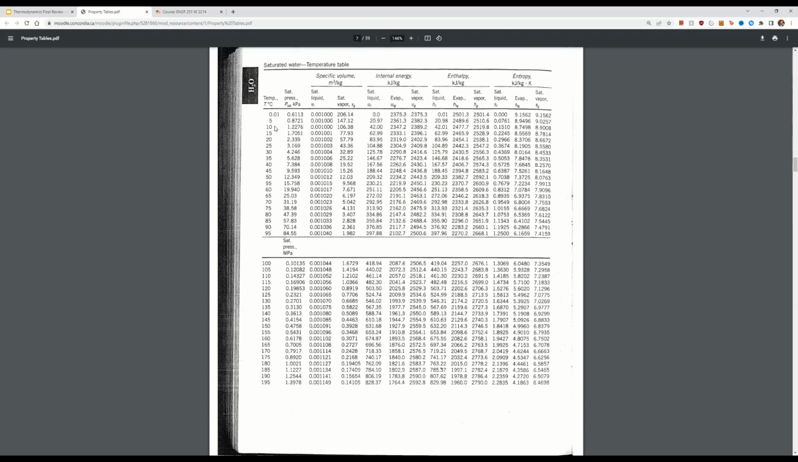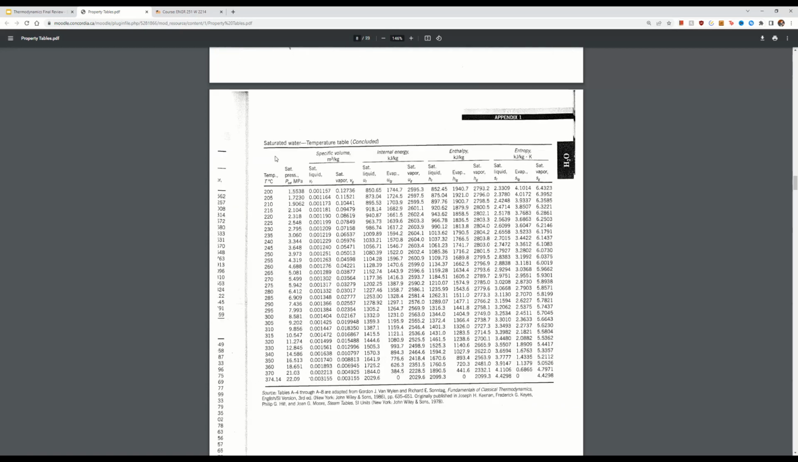So the idea is just that you're given maybe temperature, or maybe you're given pressure and a state, and you just need to, well, usually if you're given temperature, you would use these tables. So if you're given 30 Celsius, you go down here and then go to the right and find the properties that you need.